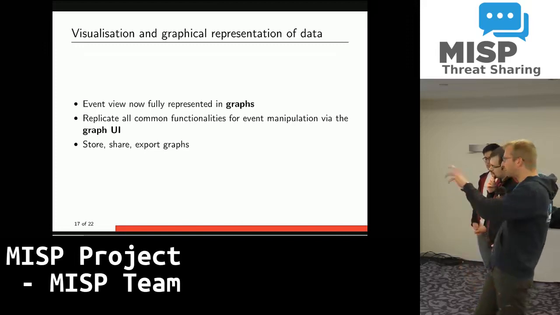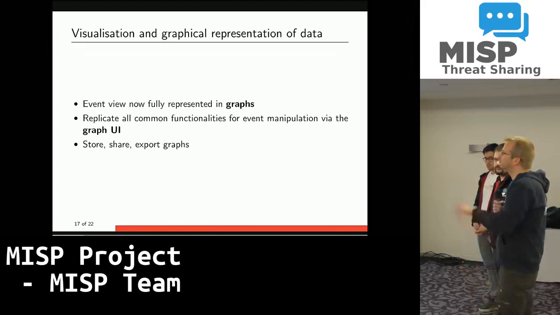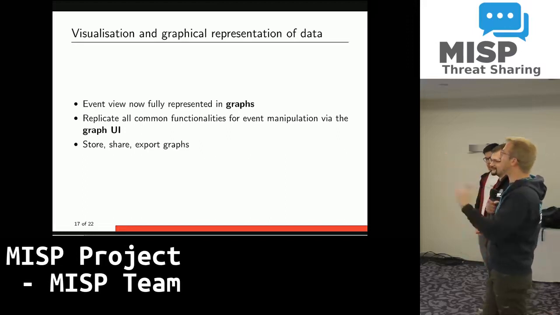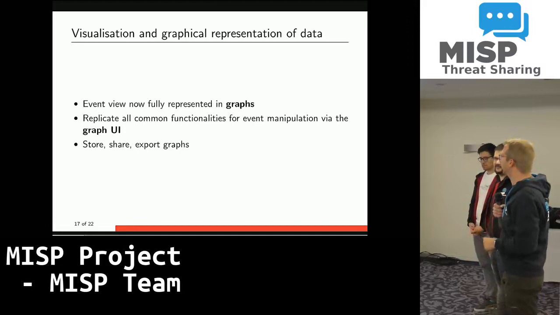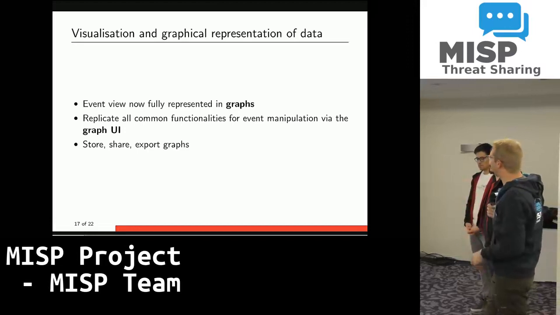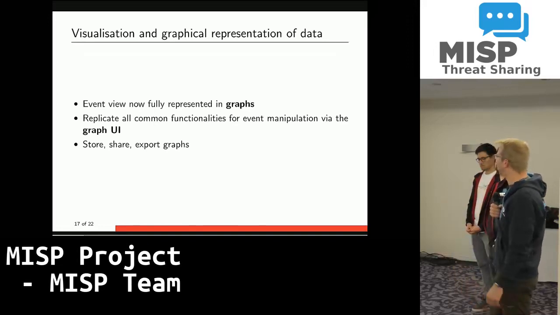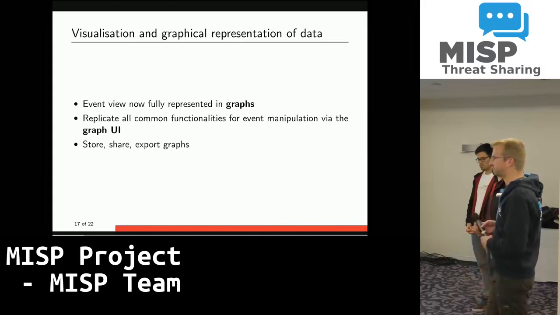So if you, for example, set up a complete nice graph of the correlation, the relationship between the different objects and so on, you can basically start to save it, and you can even share it back and export the graph and so on. So there is a lot of functionality there. We plan to expand it into the expansion services, the MISP modules, and so on. So there are some crazy ideas there. And there are some other graphs that we plan to implement in MISP in the future for other functionalities.